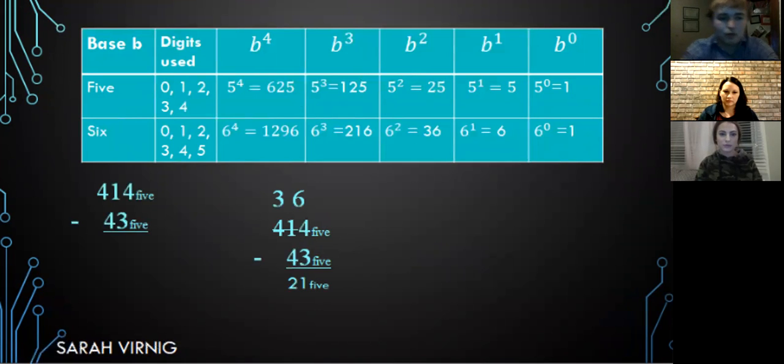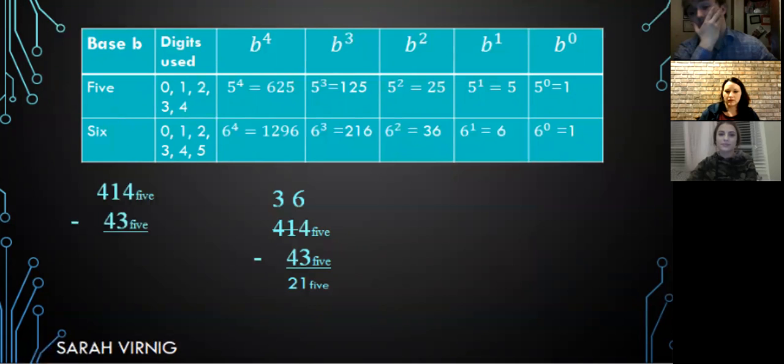What is 414 base 5 minus 43 base 5? Okay, to solve this problem first, we have to know what base 5 is. And with base 5, you can only use digits leading up to 5. So 0, 1, 2, 3, and 4. And when you subtract, it's the same thing. If you get a 5 or above, you can't use it. But 4 minus 3 is 1. So that's fine. It's not above 5.